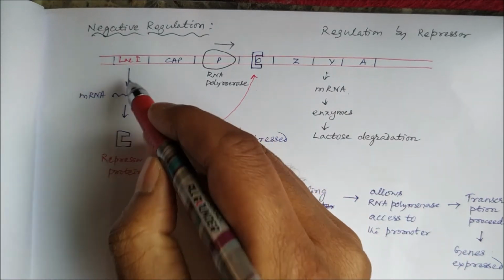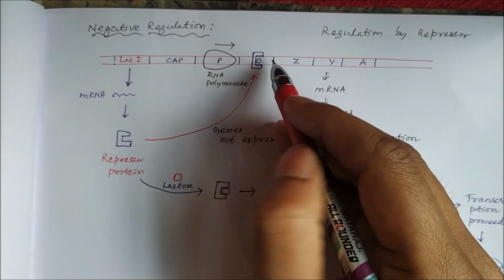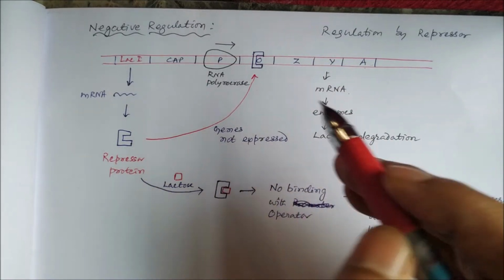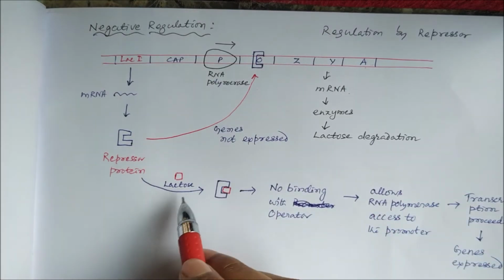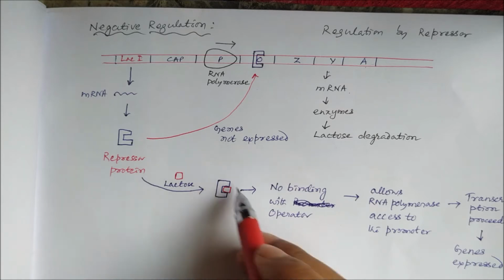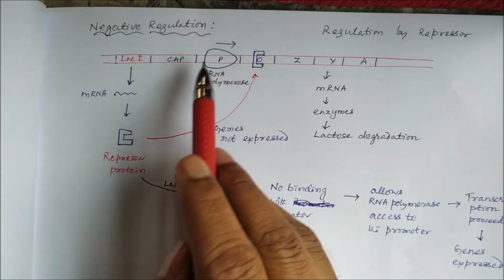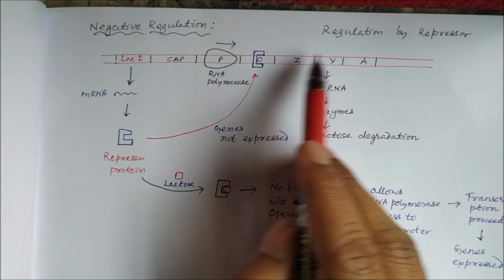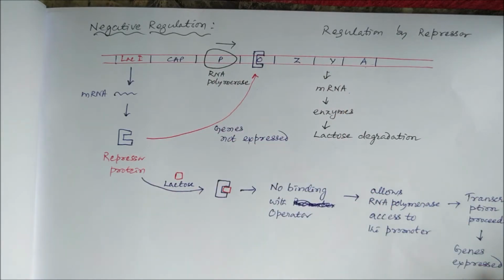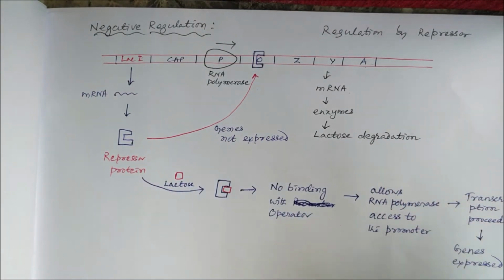So normally this repressor protein is produced and inhibits the operator region and inhibits gene transcription. So normally this is off. And when lactose binds to this repressor protein, it cannot bind to the operator site. So it allows RNA polymerase access to the promoter followed by all these genes. So there will be transcription and the genes are expressed. So this is negative regulation.